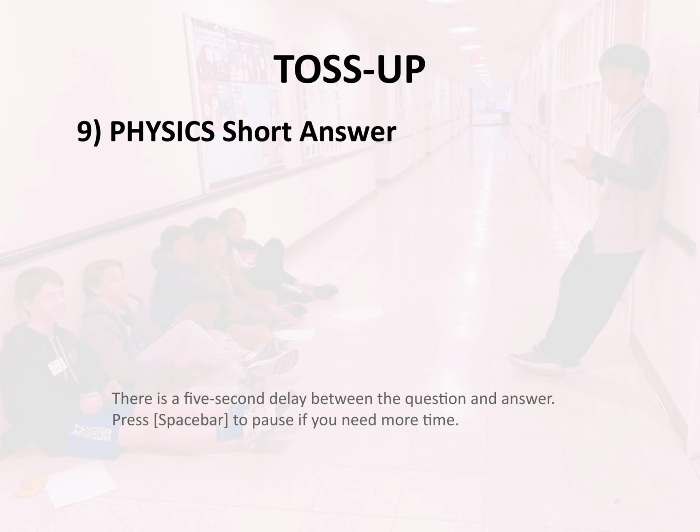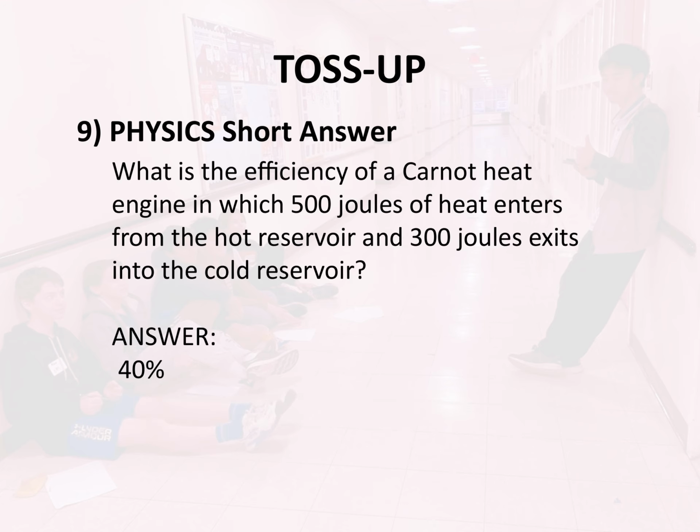Toss-up 9. Physics. Short answer. What is the efficiency of a Carnot heat engine in which 500 joules of heat enters from the hot reservoir and 300 joules exits into the cold reservoir? Answer: 40%.